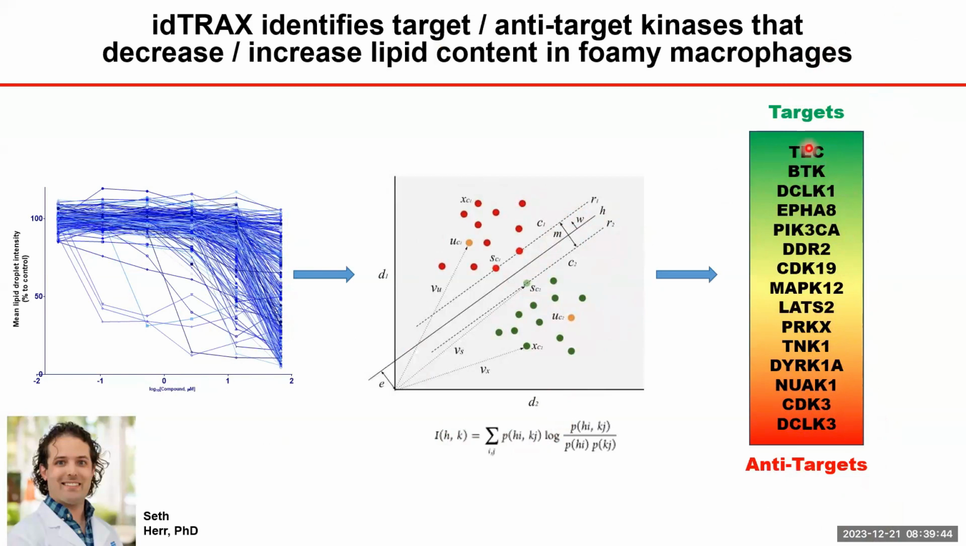Obviously these are just computations. But what gave us assurance was the fact that PI3 kinase was detected as a target in this algorithm. I just showed you from the first half of this talk that PI3 kinase was indeed a kinase that promotes lipid accumulation in foamy macrophages. That gave us assurance that this approach was headed in the right direction.